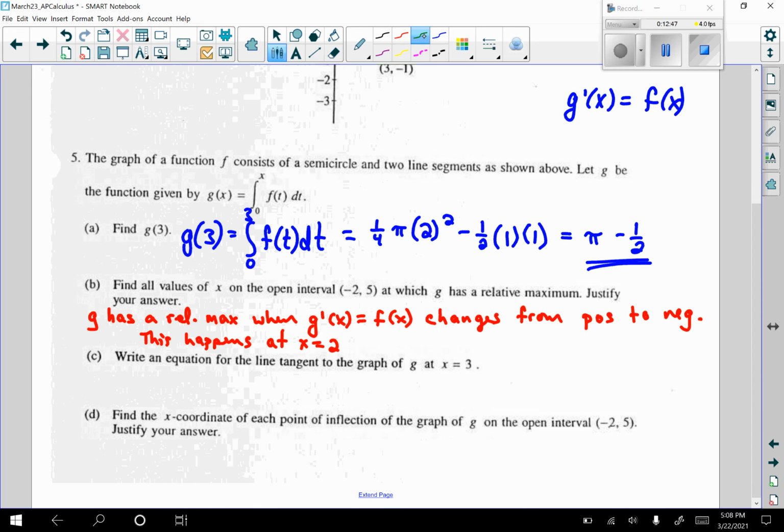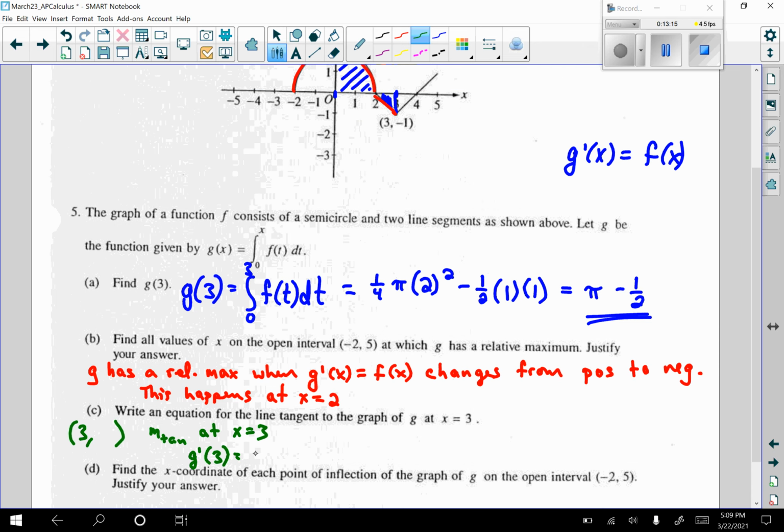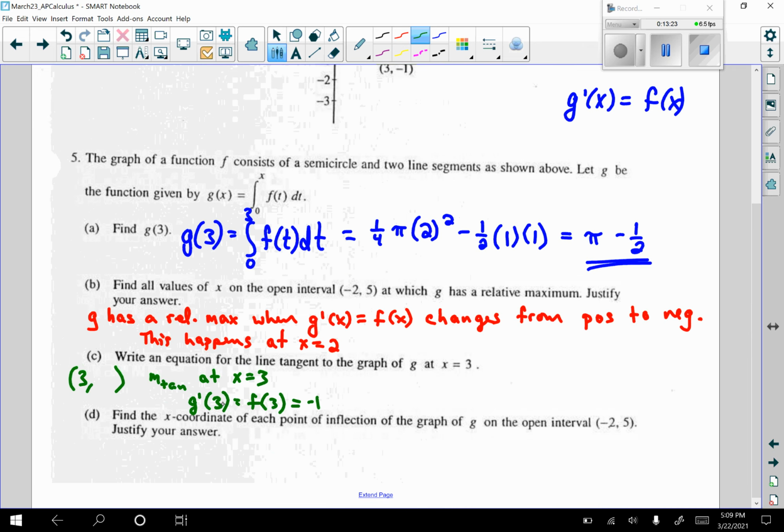For C, write an equation. So this is a little different. Write an equation for the line tangent to the graph of g at x equals 3. Well, right now we have part of our point, 3 comma whatever. And then we need the slope of the tangent line at x equals 3, which means that's g prime of 3. So if we go back up to our graph, because g prime of 3 is really f of 3, and f of 3 is -1.